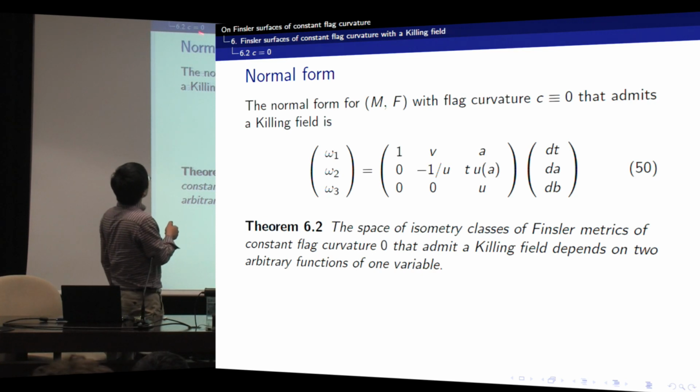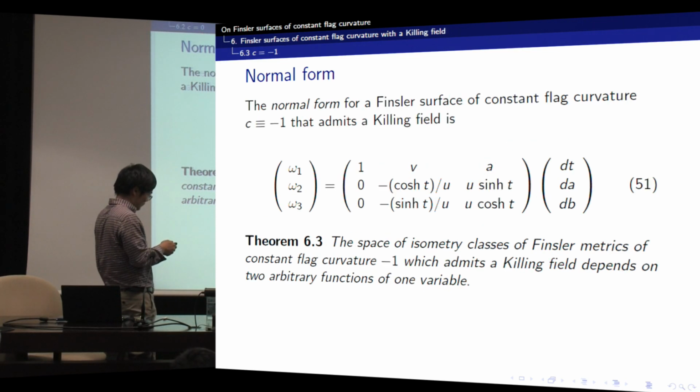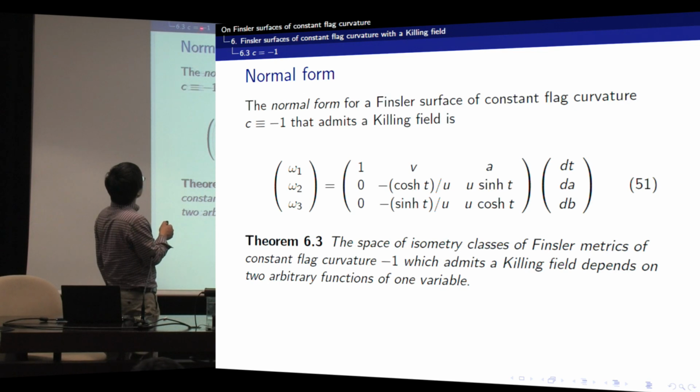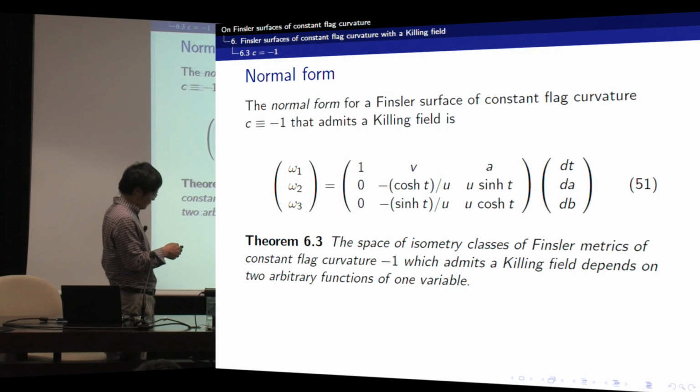So this is the case of C equal to 0, the normal form. And then C is negative. C equal to -1. This is the normal form for C equal to -1. So we get the following result. The space of isometric classes of Finsler metrics of constant flag curvature equal to -1, which admit a Killing vector field, depends on two arbitrary functions of one variable. One function is u, and another one is v.